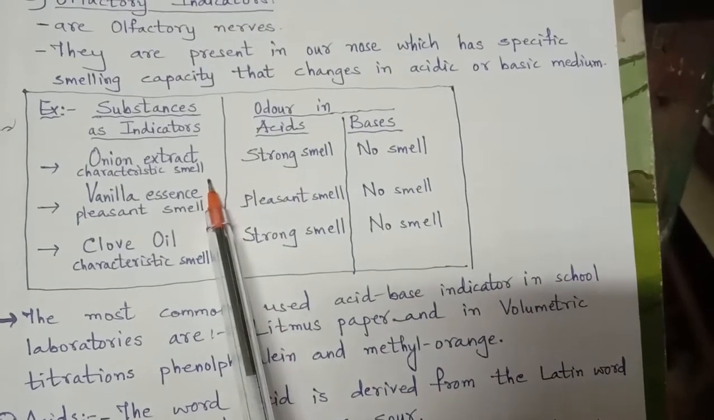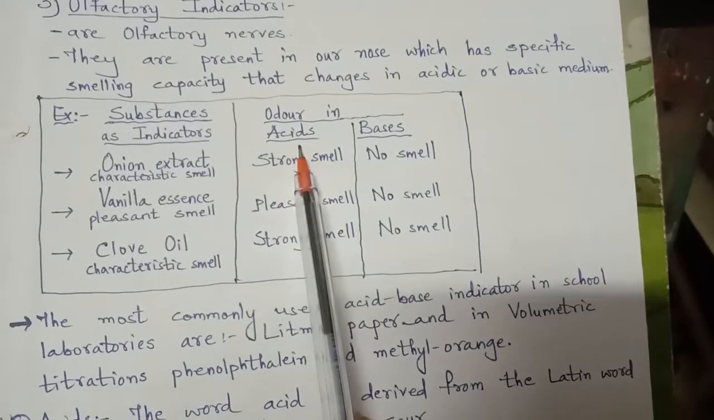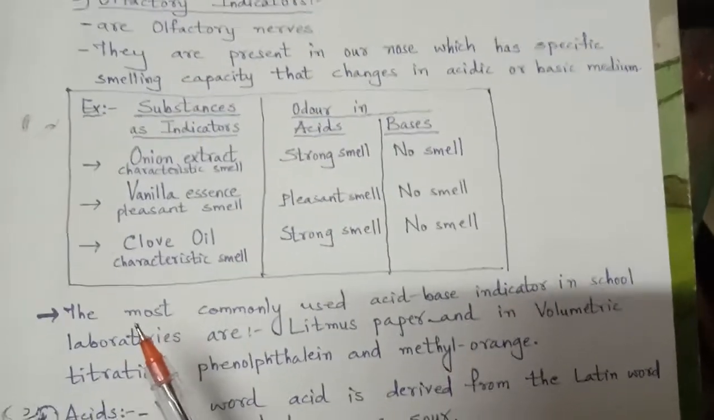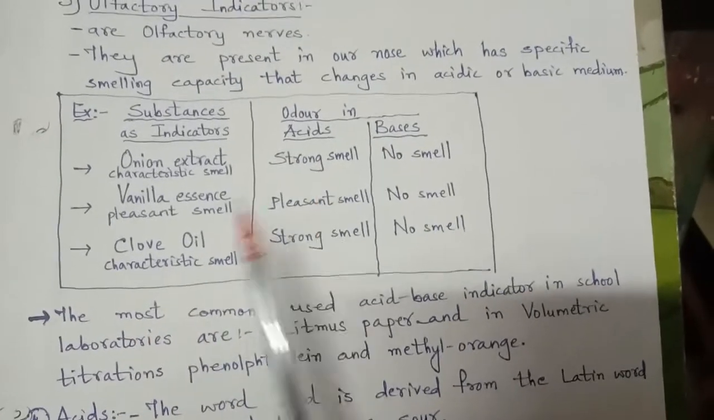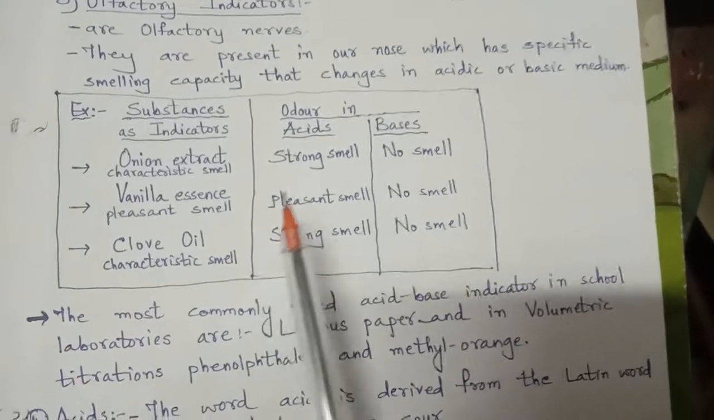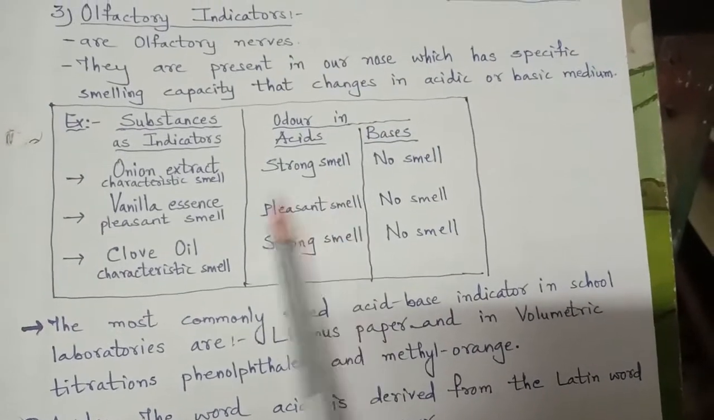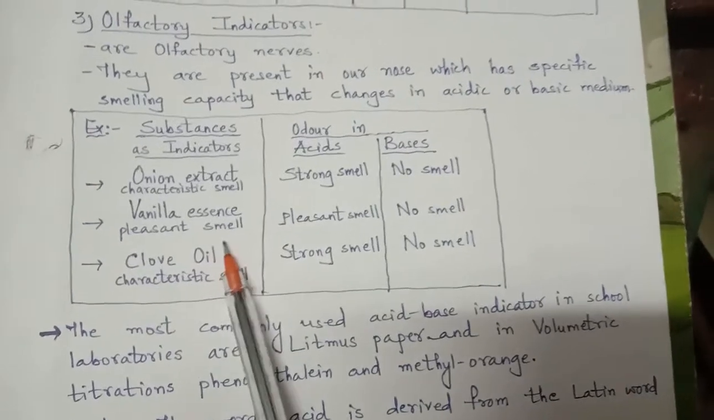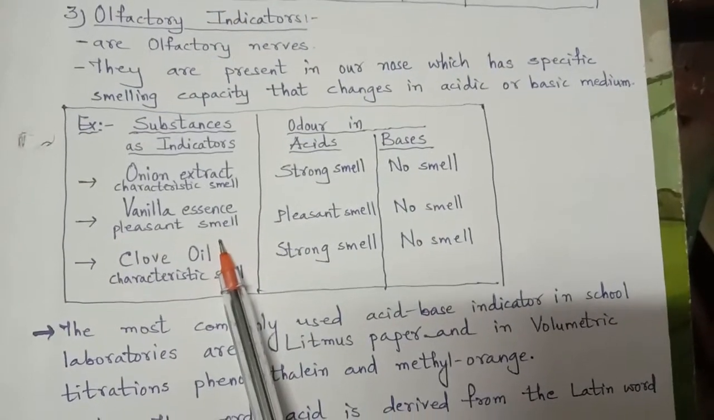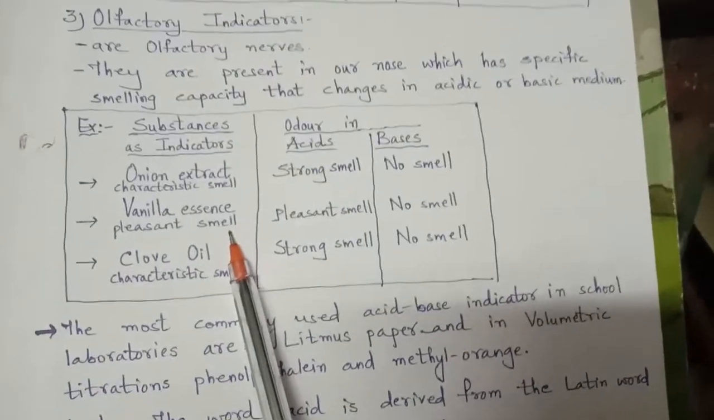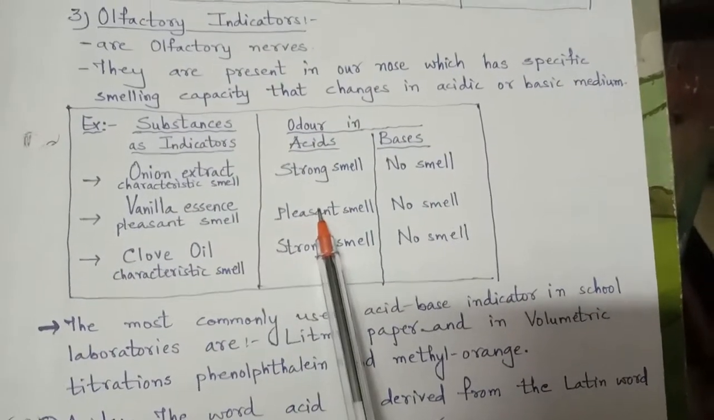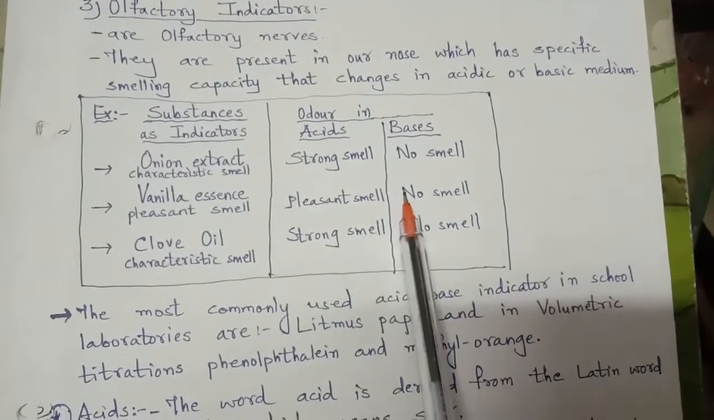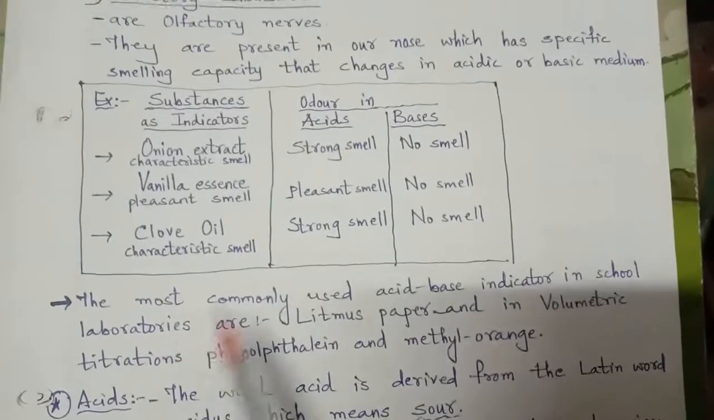Onion extract gives a very strong smell in acidic solution, but it will not give any smell in basic solution. That means the smell will remain very, very mild, but if acid is there, then it will have a very strong smell. Vanilla essence gives a very pleasant smell, right? When we eat vanilla ice cream, we have experienced this smell. So it gives a pleasant smell in acid, and in base it will not give any special smell.